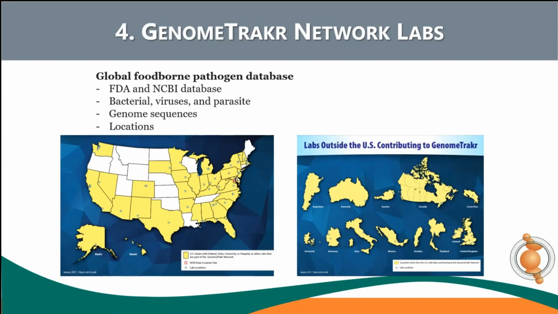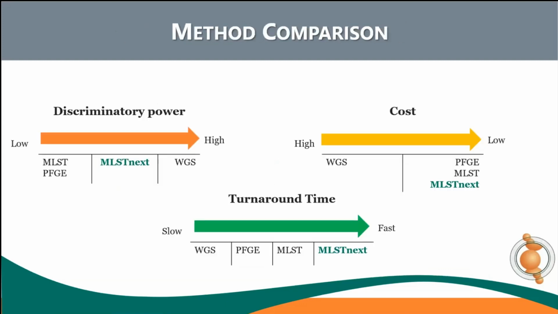GenomeTrakr is a public database, meaning that all authorized labs can access and use the data to analyze, perform genotyping, and track pathogens in any outbreak cases. This saves a lot of time and effort for FDA when it investigates a large-scale outbreak.